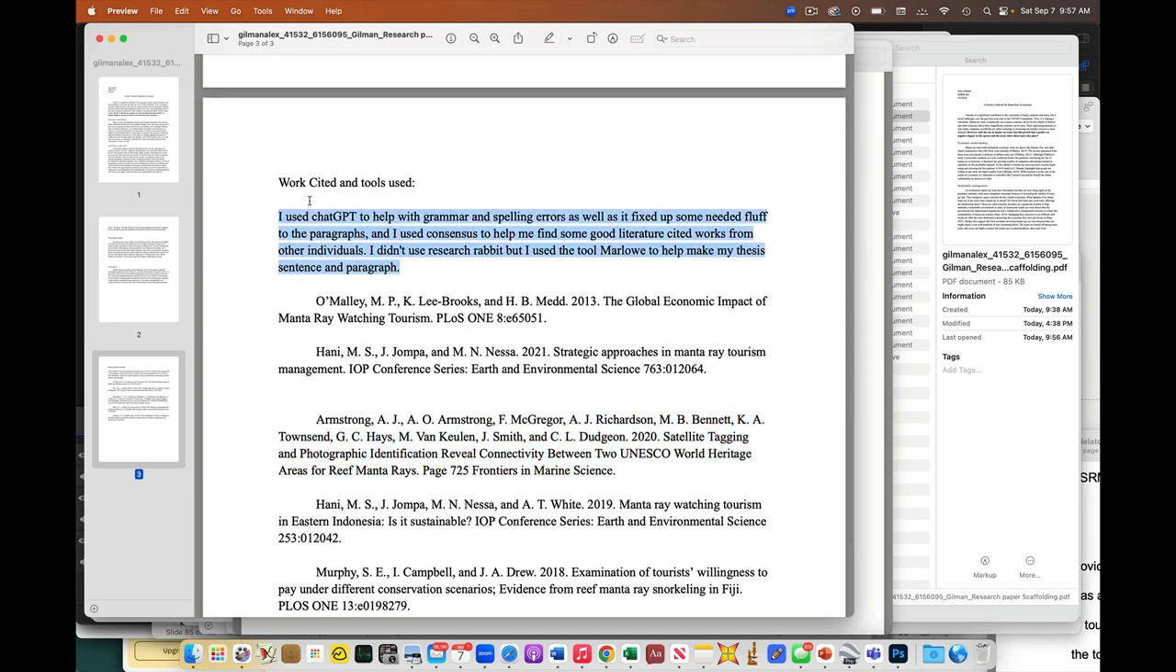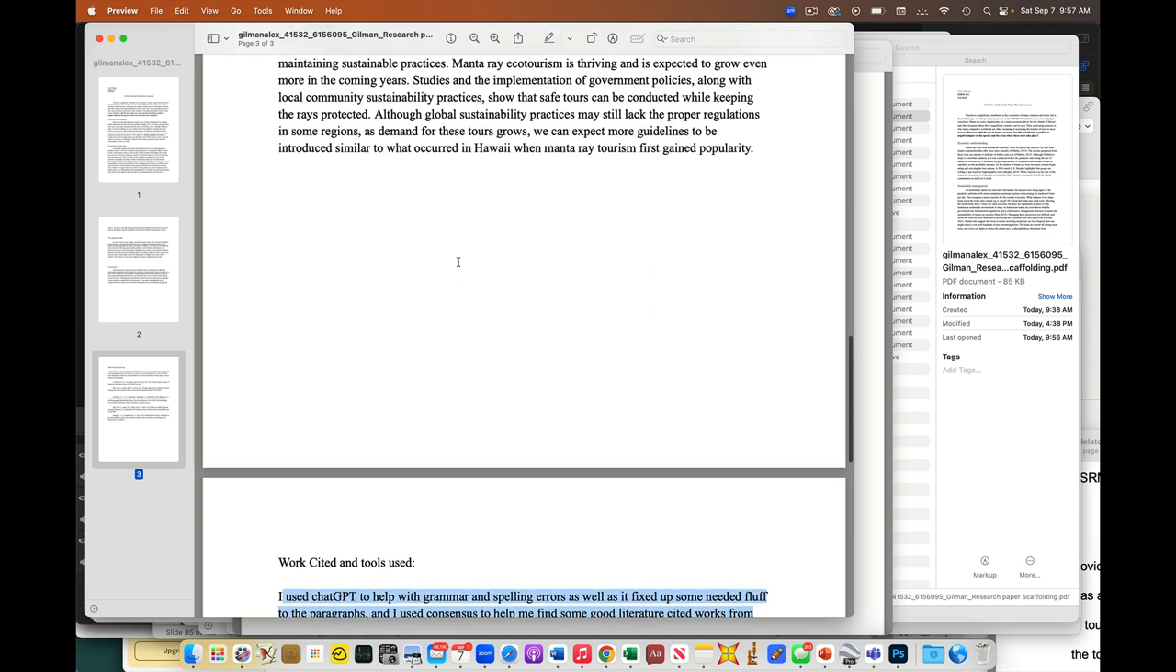Here's our, you know, how did I use some of these tools? He used ChatGPT to help clean up some of his grammar, so good. It helped tighten up some of his paragraphs. Excellent. He didn't use some of the other tools, so that's cool. That's all good. All right, great.